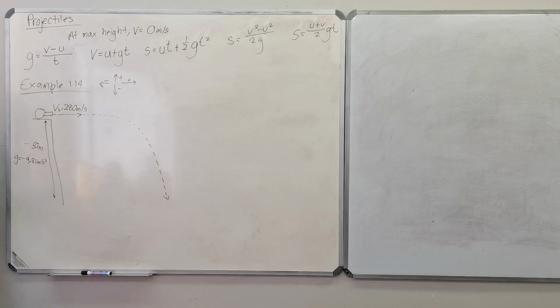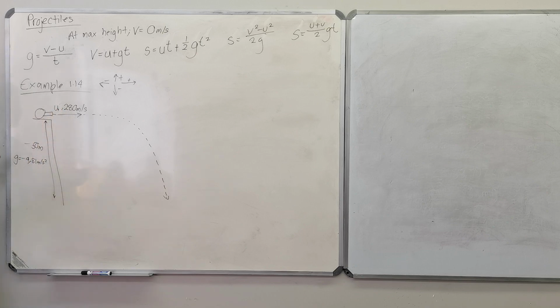Calculate the time taken until the shell hits the ground. Now how are we going to work out the time taken until the shell hits the ground? This is the only information we have. Using it, can we work out the time taken? So this is the initial velocity.